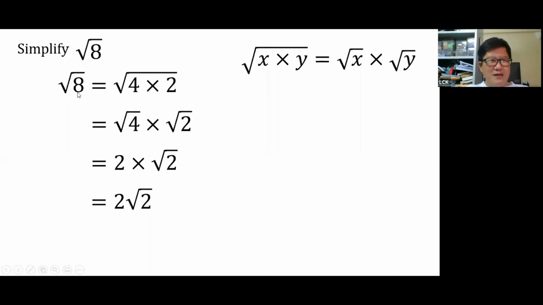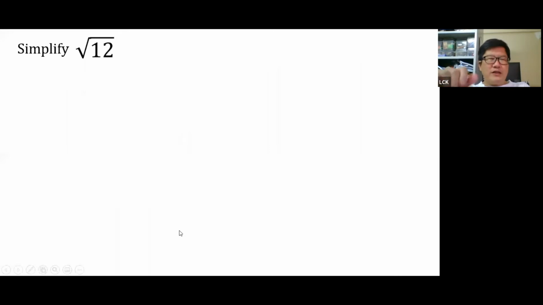You've simplified square root of 8, and you've got 2 square root 2, and you can go no further. Right? So simplify square root of 8. The answer is 2 square root 2. Let's go on to another question.